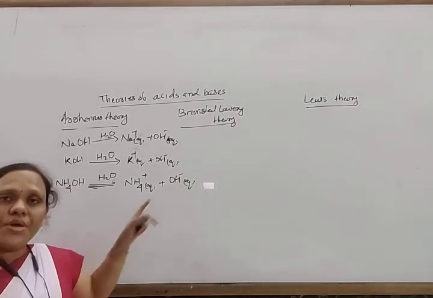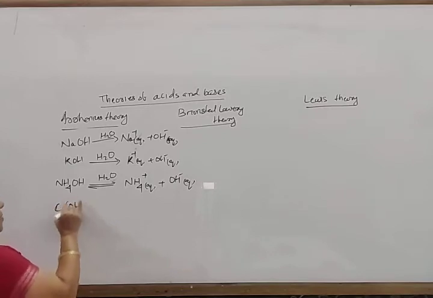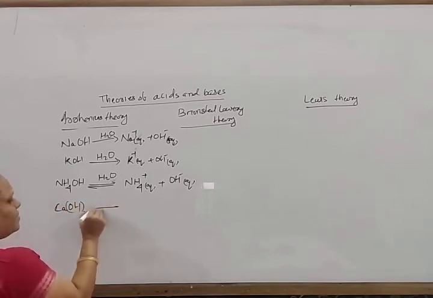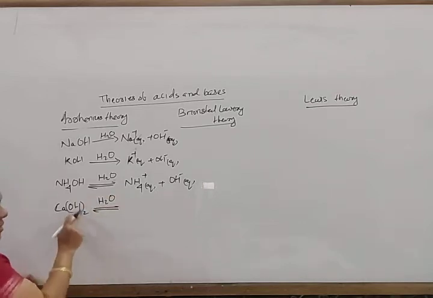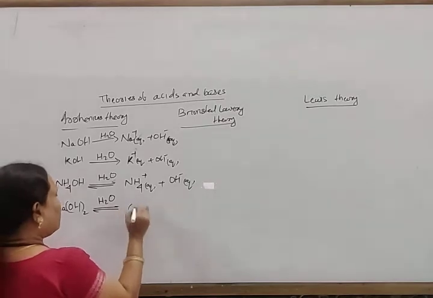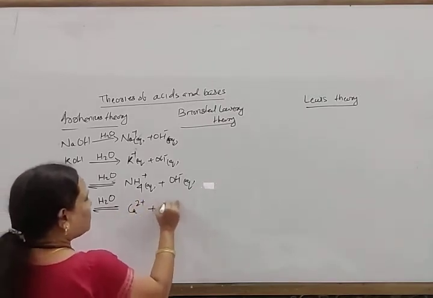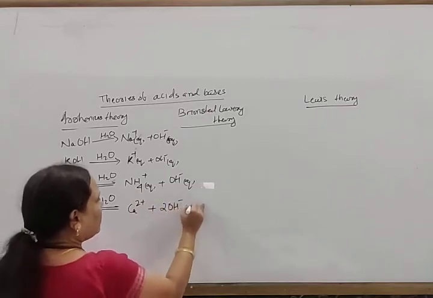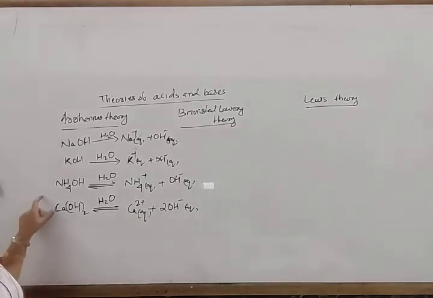So these are your weak bases. Similarly, suppose you take the example of calcium hydroxide also. So it gives H2O in dissolved water. So it also contains the OH hydroxyl group. It gives Ca2+ and 2OH- in aqueous solution. So these are weak bases and these are strong bases.